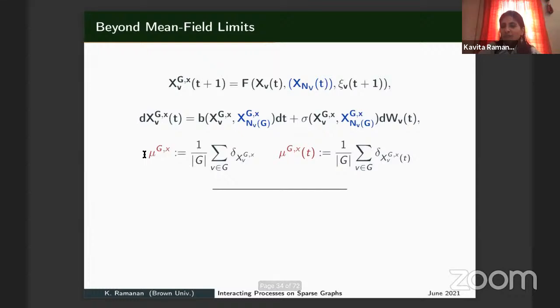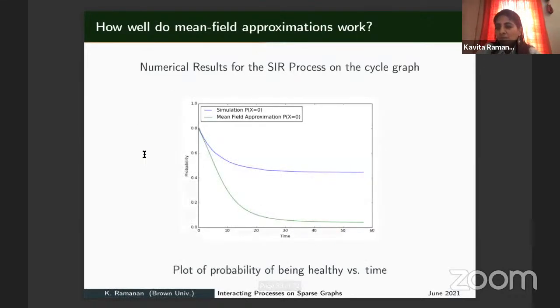Excuse me, just a quick question. Do we have a theoretical result on these cycle graphs? I'm going to talk about that. Okay, thank you.